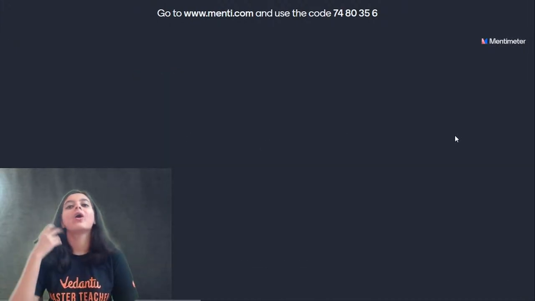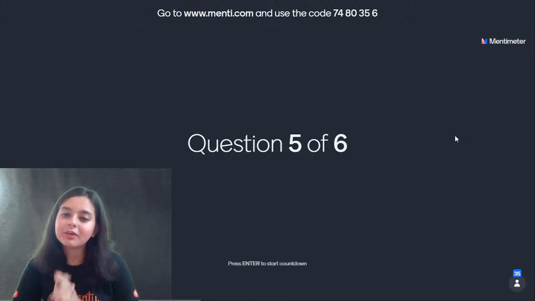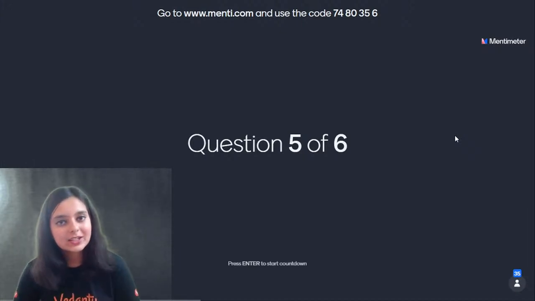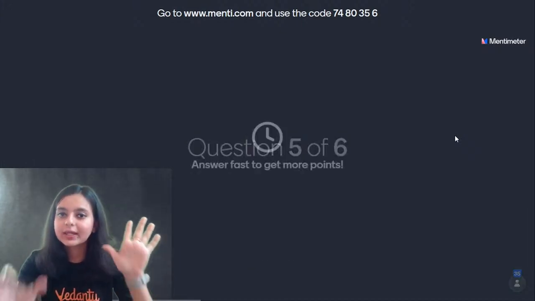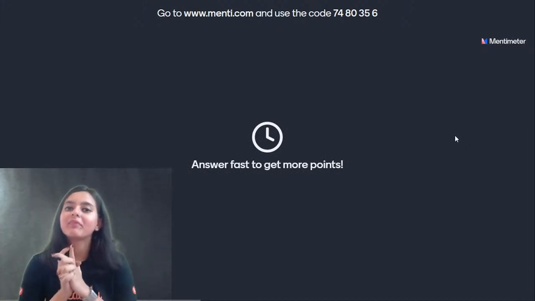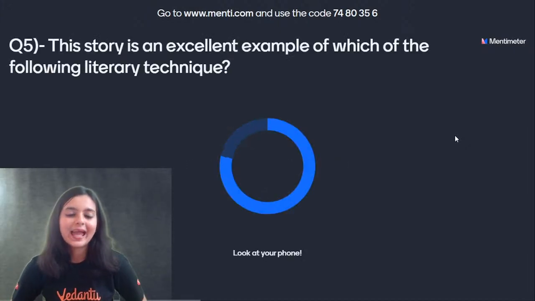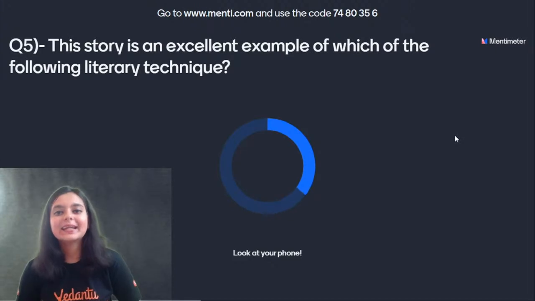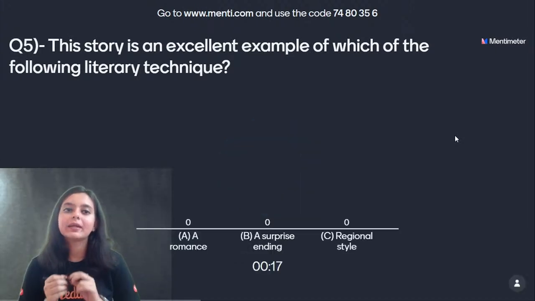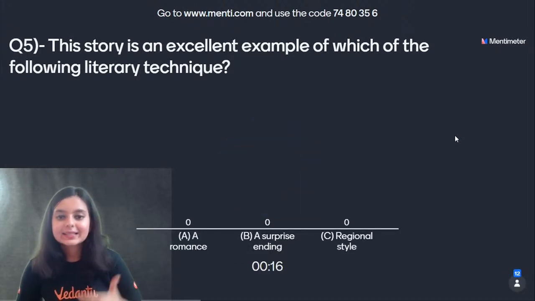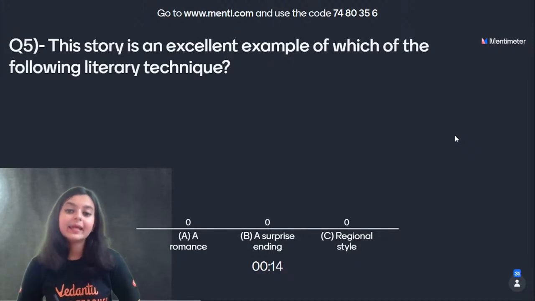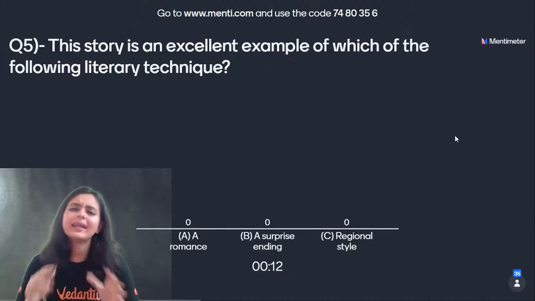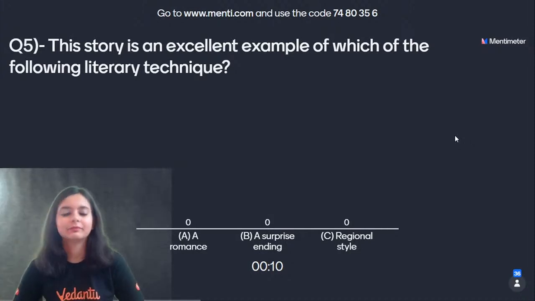Next question on your screen, the fifth question. Guys, brace yourselves. I want new people on the leaderboard this time. This story is an excellent example of which of the following literary techniques: romance, surprise ending, or regional style? Very simple.